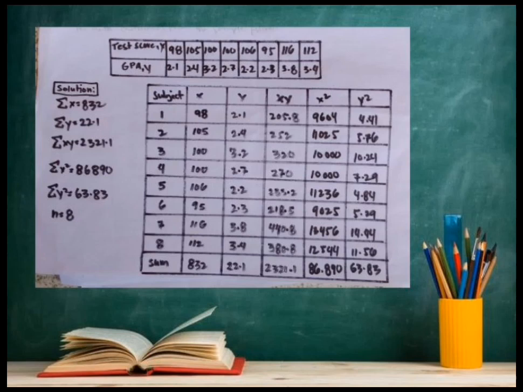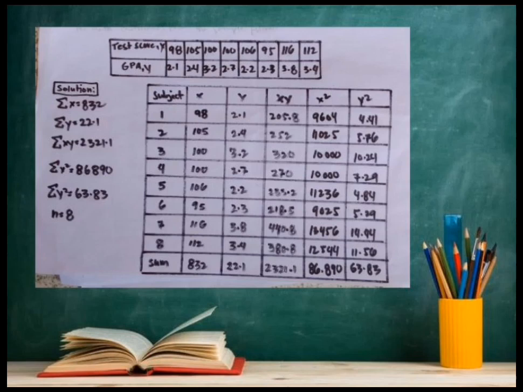98 times 2.1 equals 205.8. 105 times 2.4 equals 252. 100 times 3.2 equals 320. 100 times 2.7 equals 270. 106 times 2.2 equals 233.2. 95 times 2.3 equals 218.5. 116 times 3.8 equals 440.8. 112 times 3.4 equals 380.8. The summation of xy is 2,321.1.